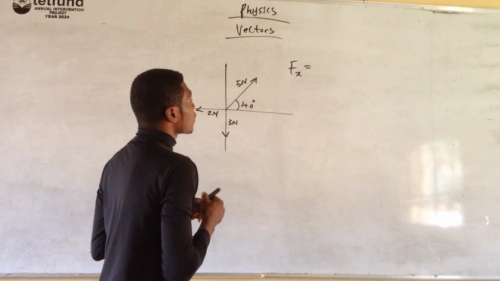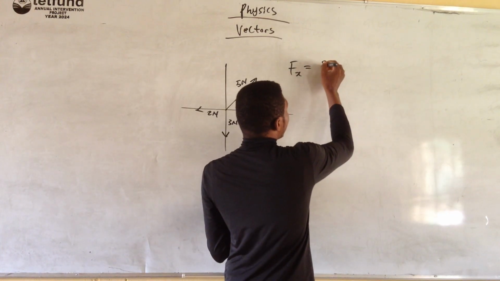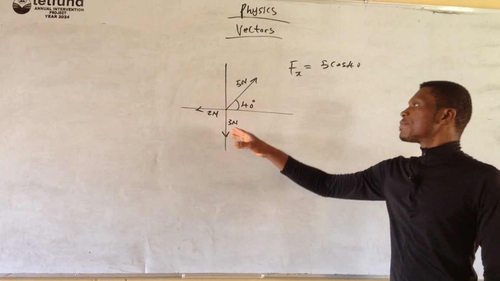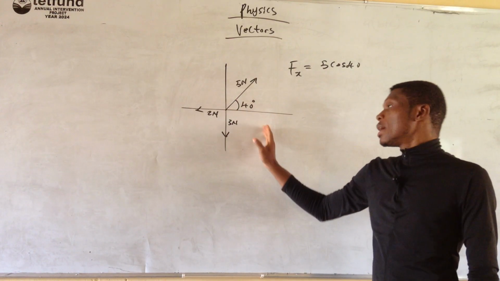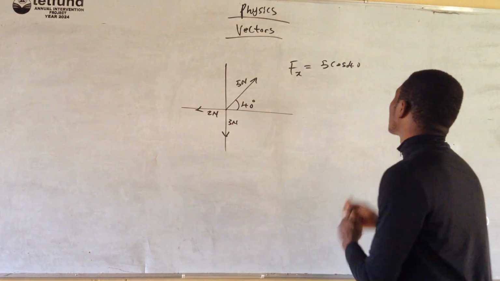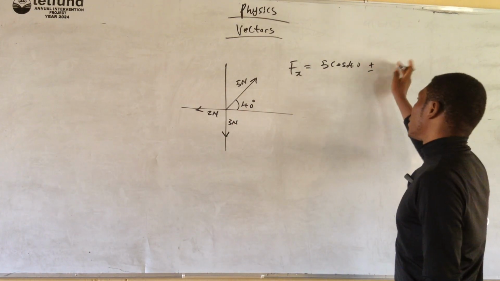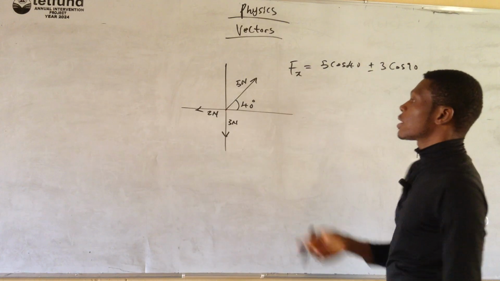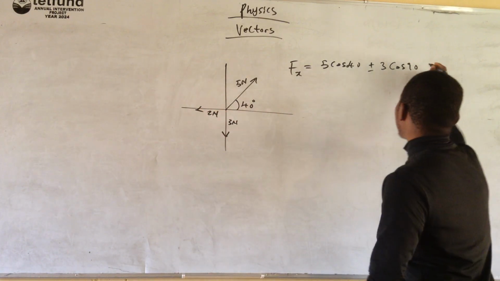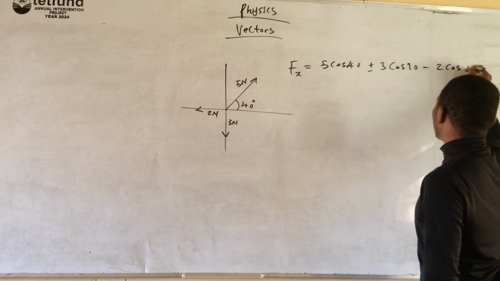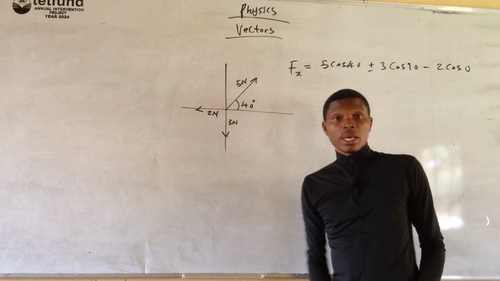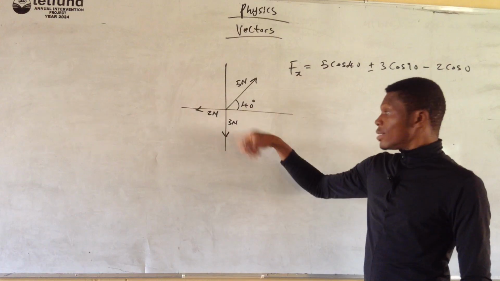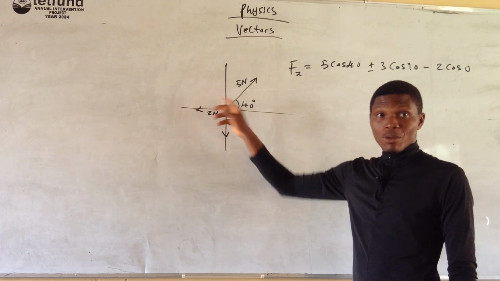So let us start. This is 5 Newton cos 40. You see this force? This force has no horizontal component, okay? But the angle is what? 90 degrees. Then you can say plus or minus 3 cos 90, okay? Then this one is minus 2 cos 0. The angle is 0, okay? So now, like I said, this one has no horizontal component.